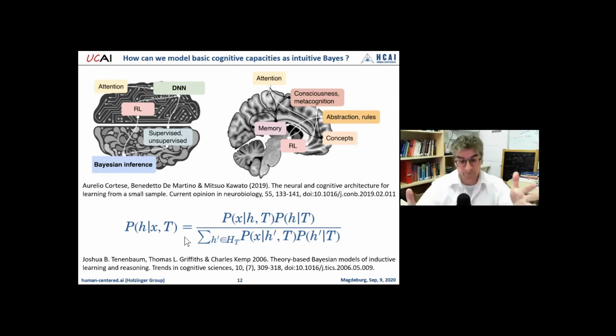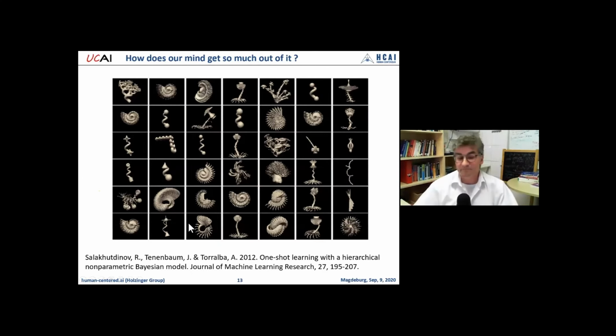And the prior probability P of H given C expresses now the plausibility of the hypothesis given our background knowledge. And you will see how important this is. So, but how does the mind get out so much of it? I briefly want to show you this really nice experiment. I like this very much, from the Tenenbaum group of MIT. It quickly becomes clear how our mind works.